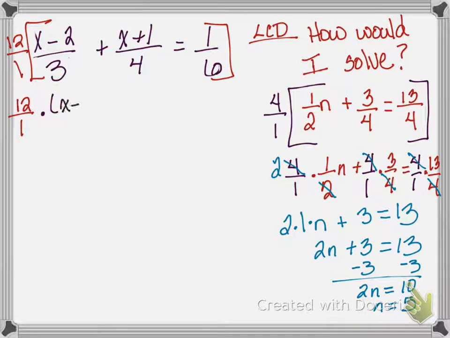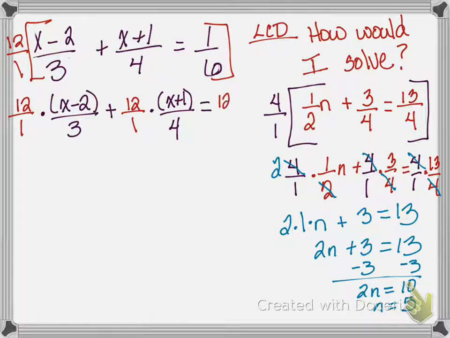Okay? So I have 12/1 times x minus 2. I am going to go ahead and put that in parentheses just to make sure we don't lose anything. Okay? Then I've got 12/1 times x plus 1 over 4 equals 12/1 times 1/6. Okay? Now this time I did it opposite. The purple is my original equation. Okay? So now we're going to simplify.